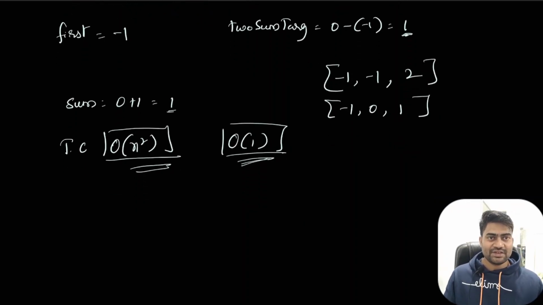So this way we effectively use the two-sum problem's optimal solution to solve our three-sum problem. That way we boil down the time complexity from O of n cube to O of n square. Okay, hope I was able to make you understand.